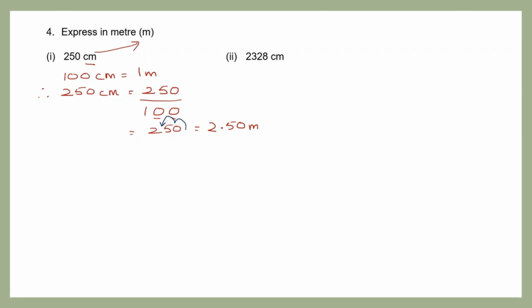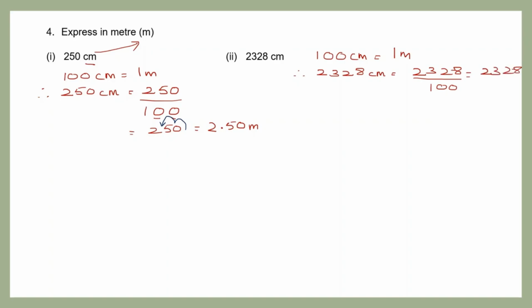Second question, 2328 centimeters converted to meters. So 100 centimeters make 1 meter. Therefore, 2328 centimeters will be 2328 divided by 100. Okay, now the point will move two places to the left. So first let me write this down as a whole number and look at my denominator.